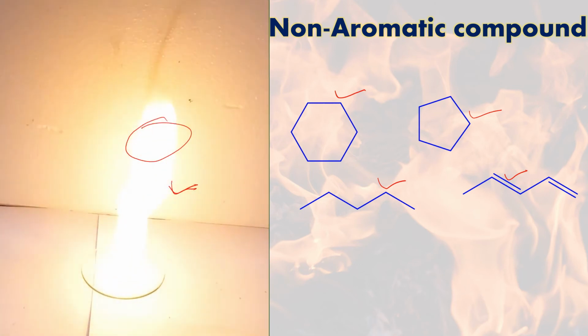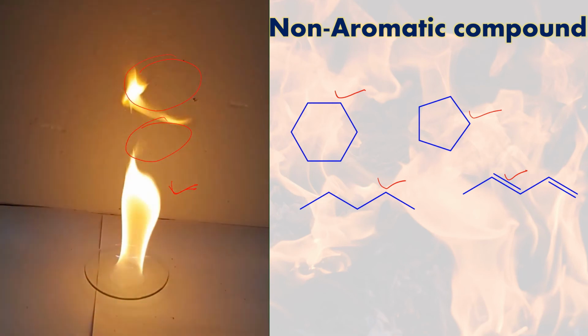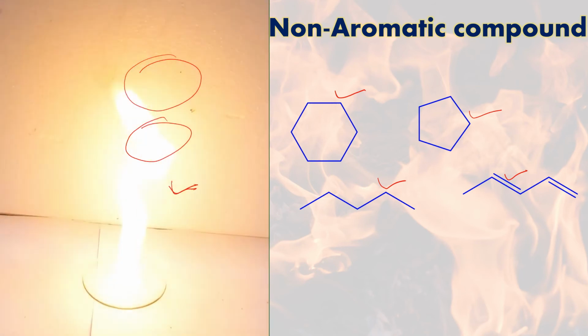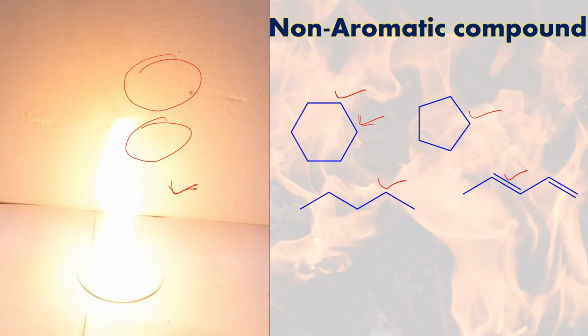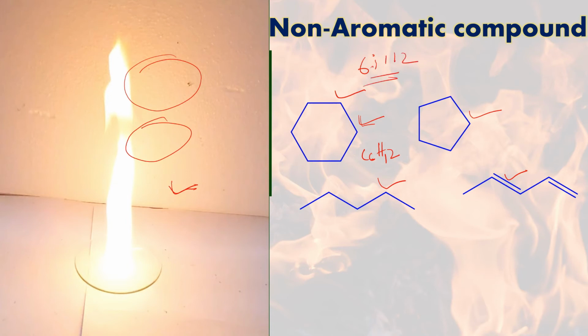You can imagine that in the case of the aromatic compound, a lot of soot is coming on top of the flame. But here in the case of the non-aromatic compound, the soot is very less because the carbon hydrogen ratio is very less. The ratio of carbon is less compared to that of hydrogen. Just compare this example: cyclohexane is C6H12, the carbon is 6 but hydrogen is 12. But in the case of benzene, it is C6H6, a 6:6 carbon to hydrogen ratio. So because of the high content of hydrogen, the flame is very clear and soot is very less.